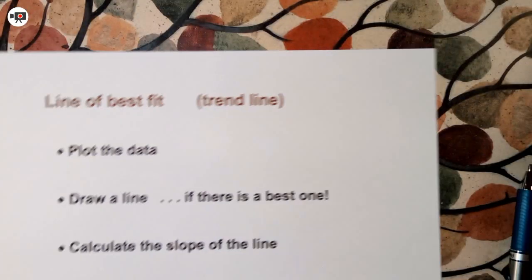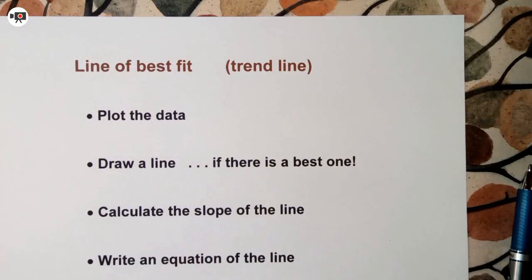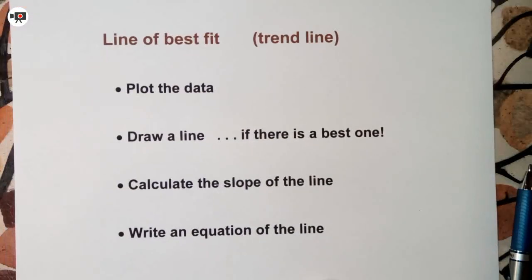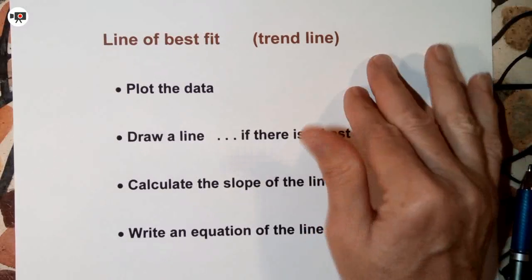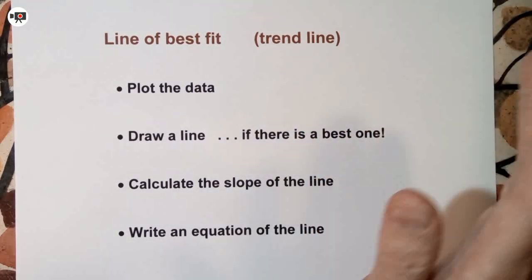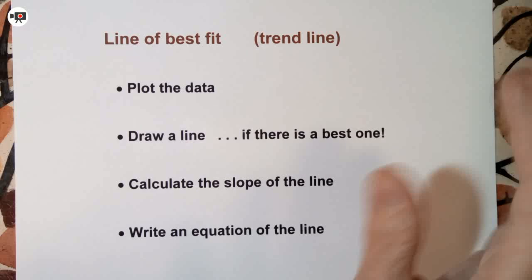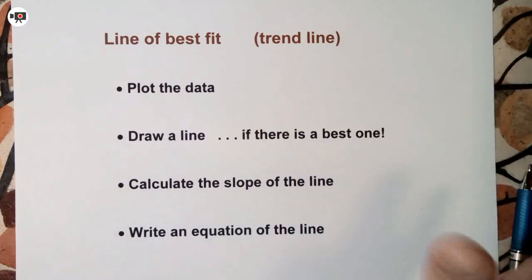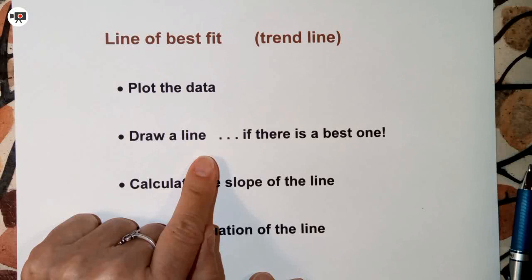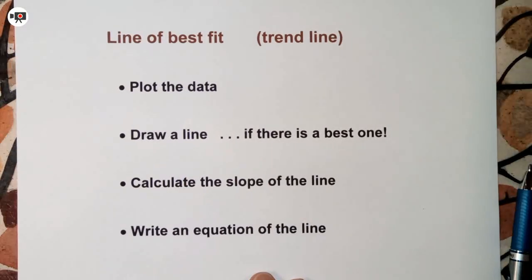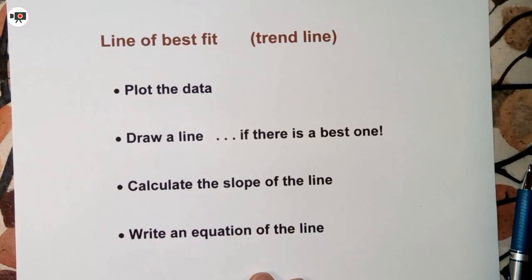So that is showing a trend. So how do we do it? We plot the data. This is all about data analysis to find the line of best fit, to be able to predict or show a trend. Plot all the data, the x's and the y's, the dogs and the cats, the pizza and the tips, whatever you're doing. Plot it out. And then if you can draw a line of best fit, then draw it. You can't always draw one. We'll talk about that in a moment. Calculate the slope of the line.